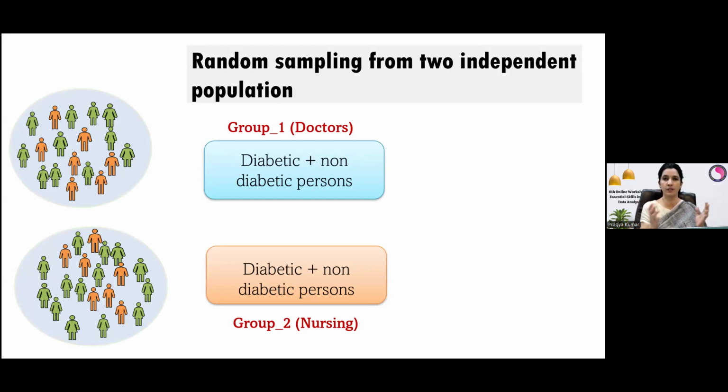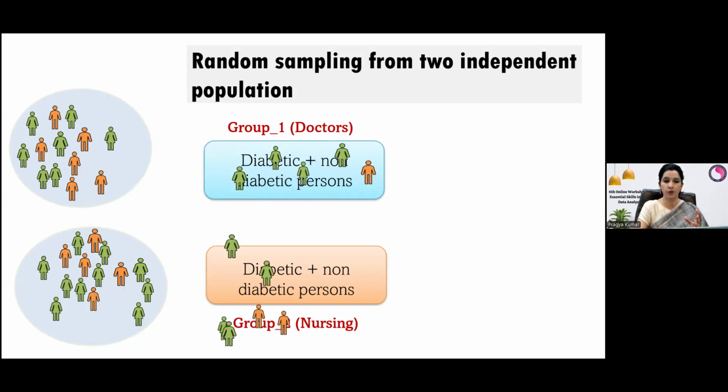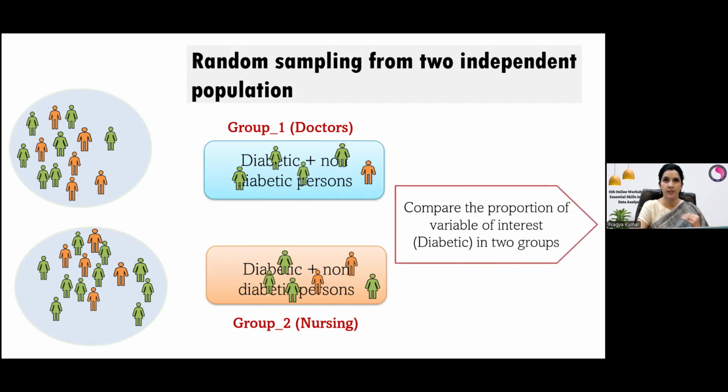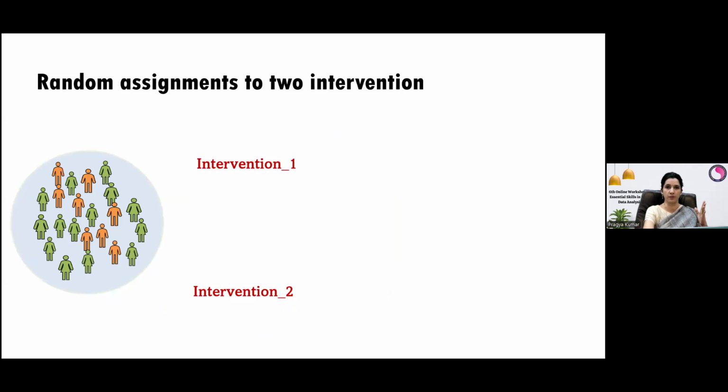design is where I've got a group of nurses and I've got a group of doctors. So I've recruited the doctors from the doctor group and nurses from the nursing group, and I have seen the presence of diabetes. And if I compare the proportion of diabetes in both groups, then I can apply this chi-square test of two proportion.